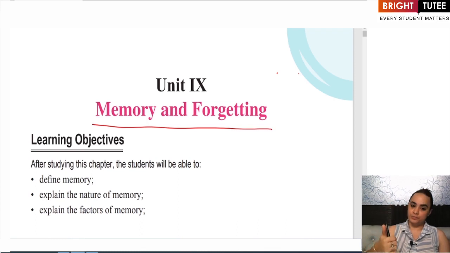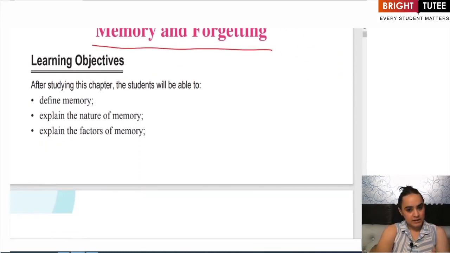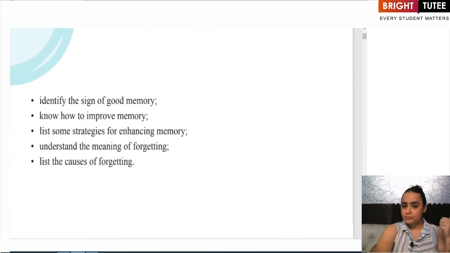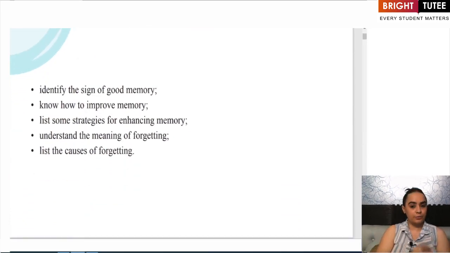Now, at the end of this unit, each one of us is going to be thorough with the term memory. We'd have understood what is memory, what is the nature of memory, what are the different factors that affect memory, how do we identify whether a person has a good memory or not. If not, what are the possibilities and ways to improve one's memory? And also understand the meaning as well as the causes of forgetting.